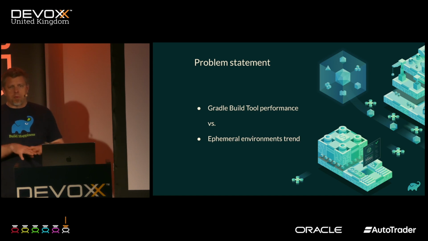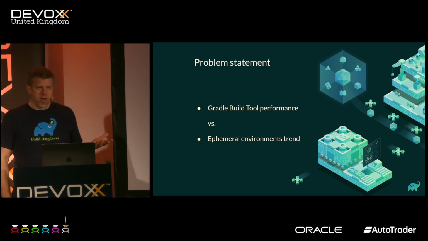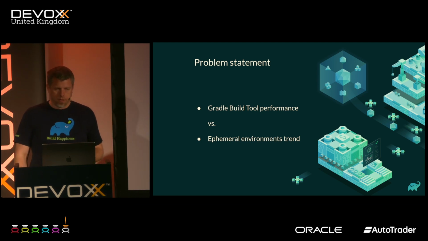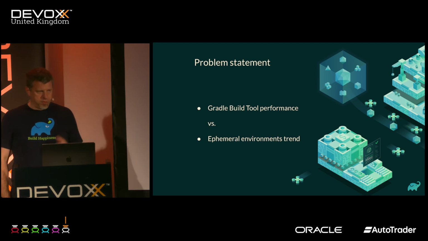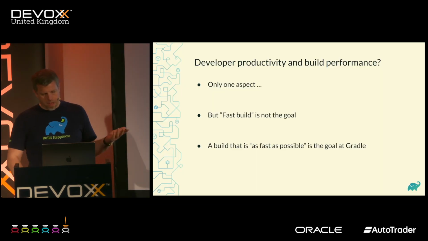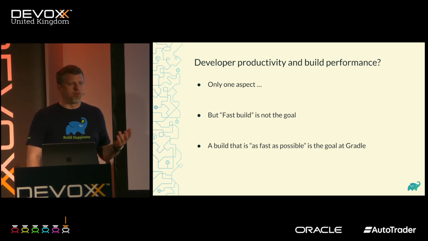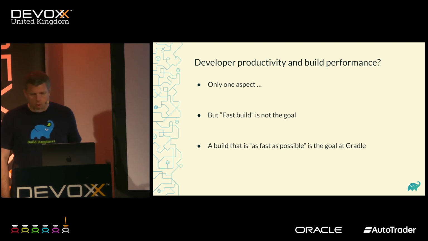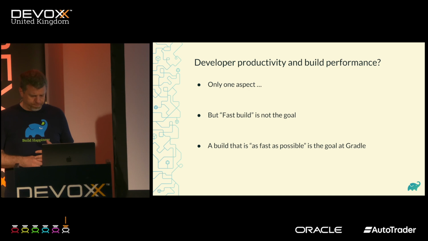So the basics of the problem statement is effectively looking at what makes Gradle a performant build tool and this trend that we see in the industry of using ephemeral environments. So why does build performance relate to developer productivity? Well, it's one of these aspects, right? It's not the only one, but it's the one I'm focusing on today.